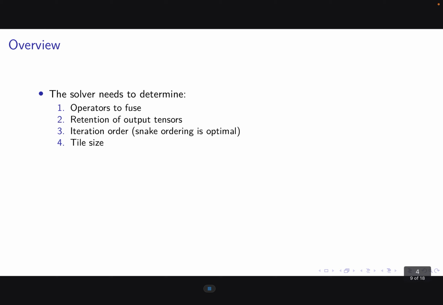So the problem solver needs to determine the operators to fuse, retention of outputs, iteration order, and tile size. As for iteration order, linear ordering is simply optimal due to the caching constraints. For other variables, it's not this simple.